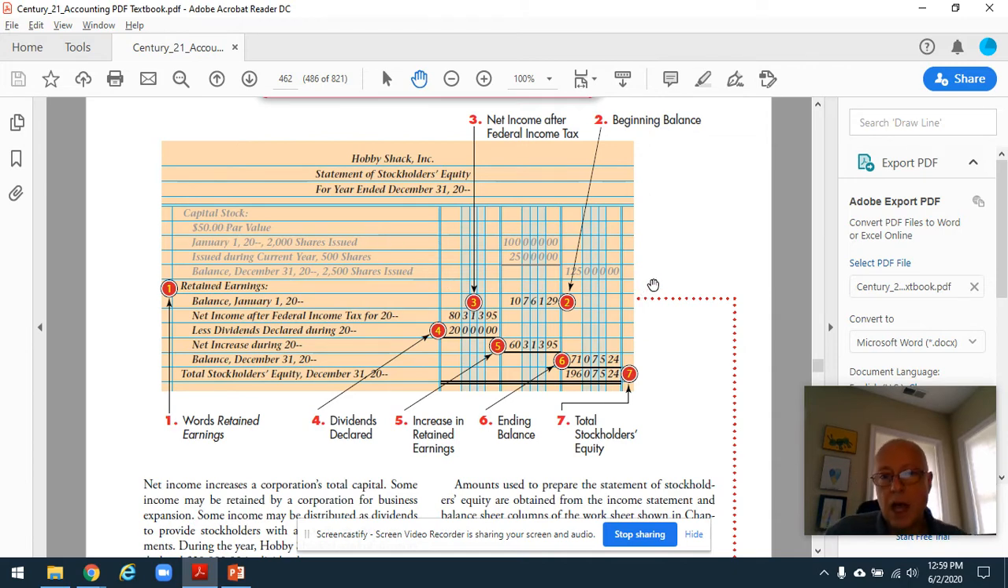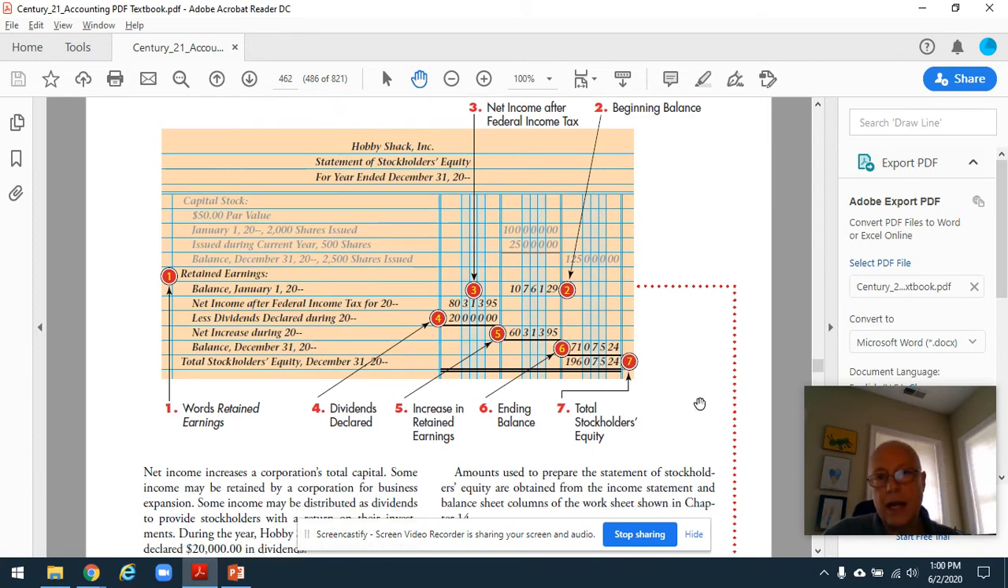Anyway, I digress. So the value of the capital stock on December 31st plus the value of the retained earnings after we've closed out, paid our income taxes, distributed our dividends is $196,000 for Hobby Shack. Okay? Straightforward as all get out.